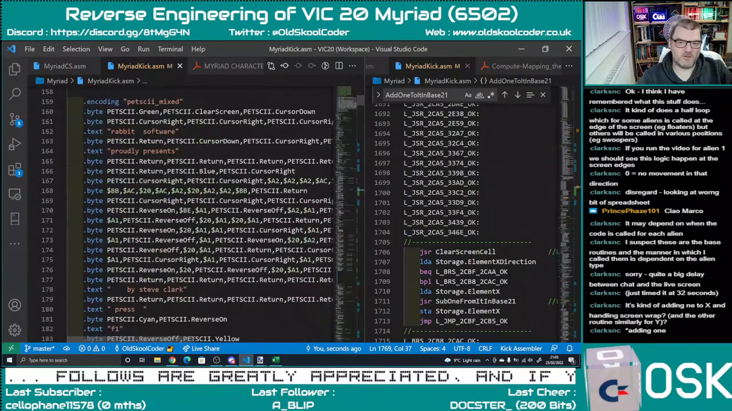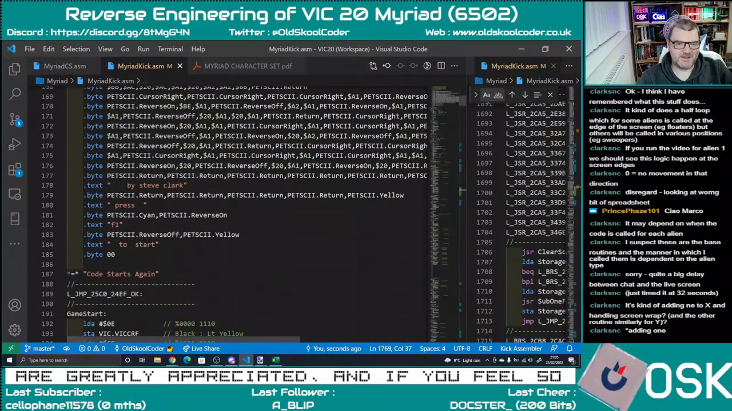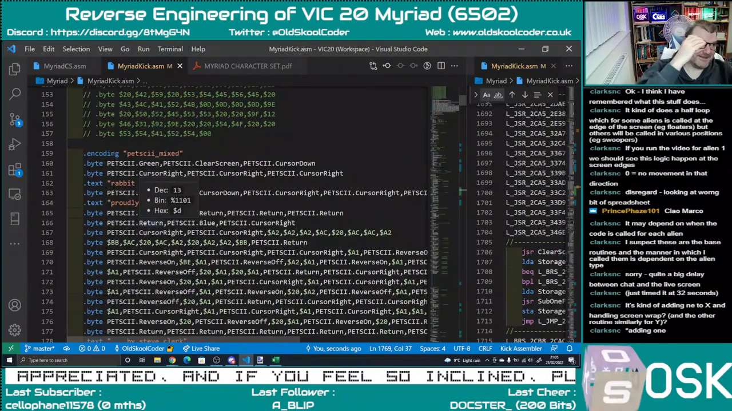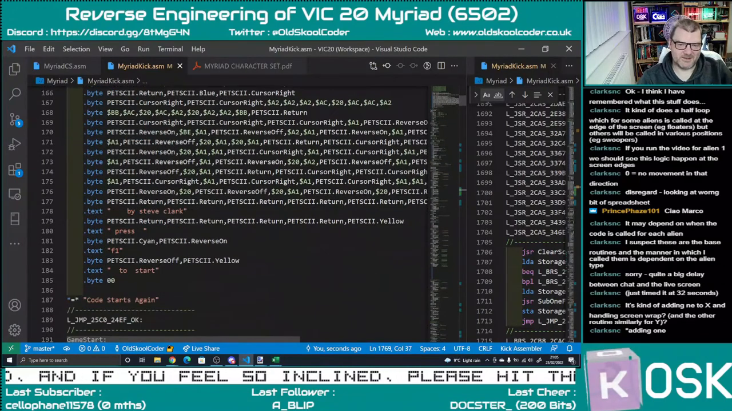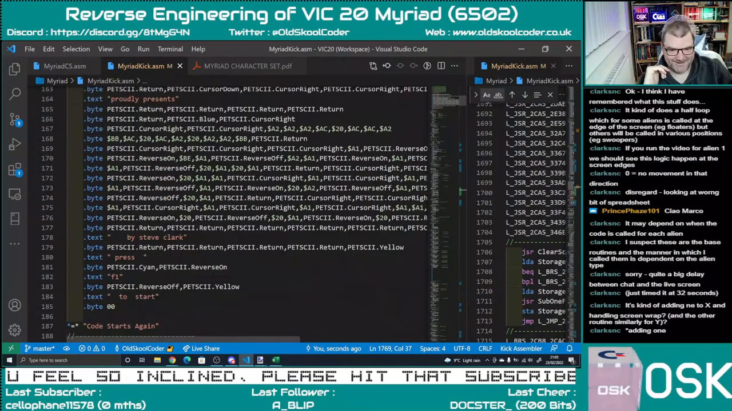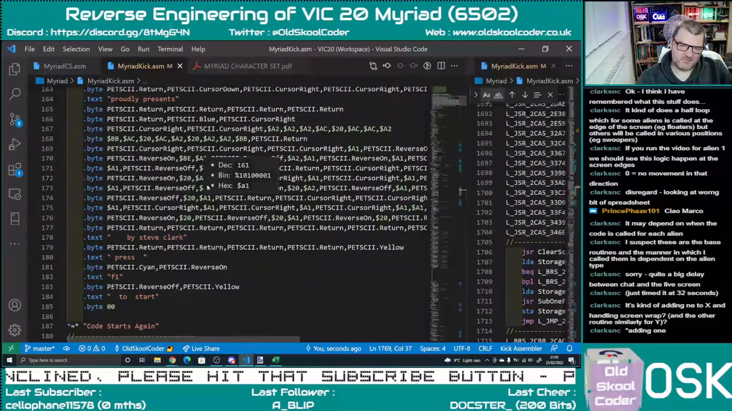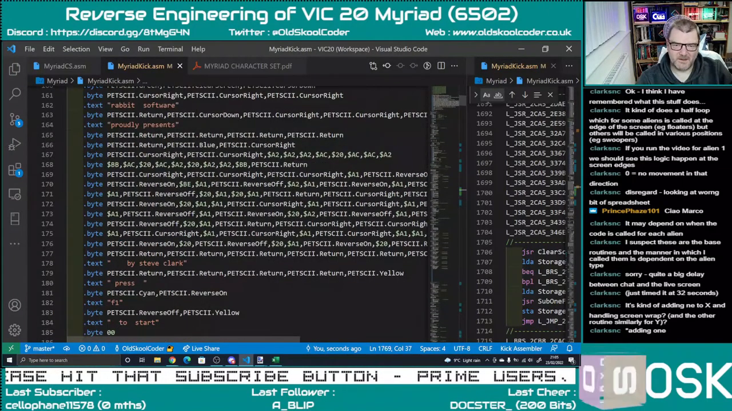Now, this is the main screen. I've converted it. It says Rabbit Software proudly presents by Steve Clark. Press F1 to start. So I've figured that out now, and I've made it into ASCII characters, except for these, which are the graphics, A1's graphics and A2's and stuff like that.